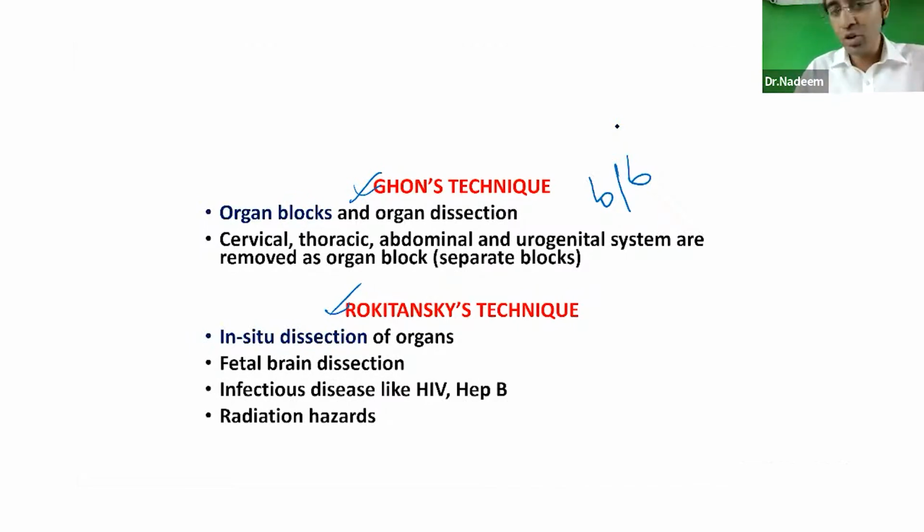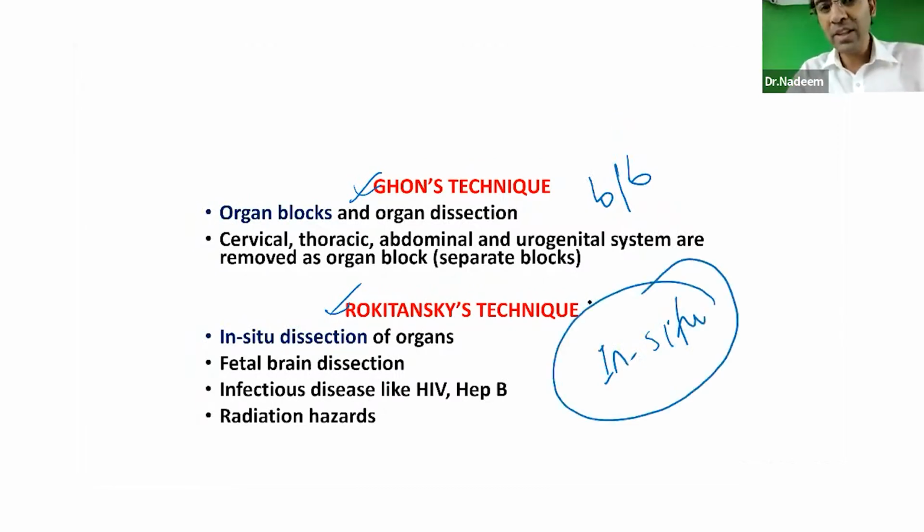But whenever we have to do in situ dissection, basically, suppose we have to do fetal brain dissection, or there is a risk of infection like hepatitis B, C, HIV, or radiation, we do not take out the organs. We do in situ dissection. That is called Rokitansky's technique. These 4 techniques are important.